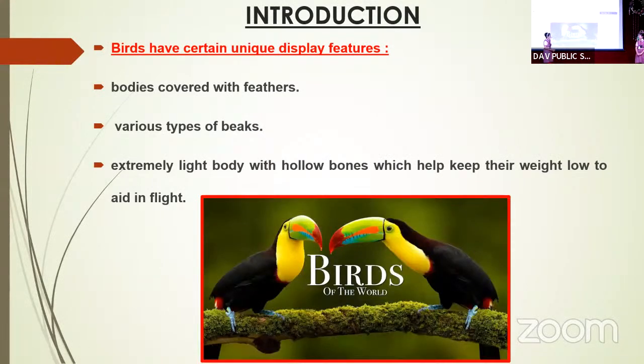So who are birds? Birds are the colorful and beautiful animals who fly high in the sky. They are the creatures with feathers and wings. Birds have certain unique features, such as bodies covered with feathers, various types of beaks, and an extremely light body with hollow bones, which helps them to keep their body weight low so that they can aid in flight.